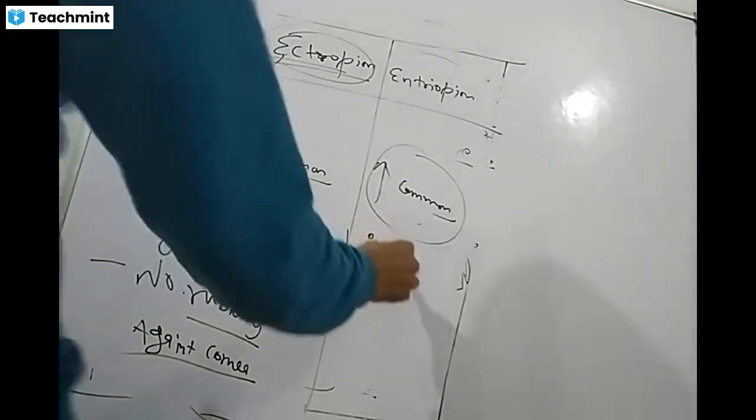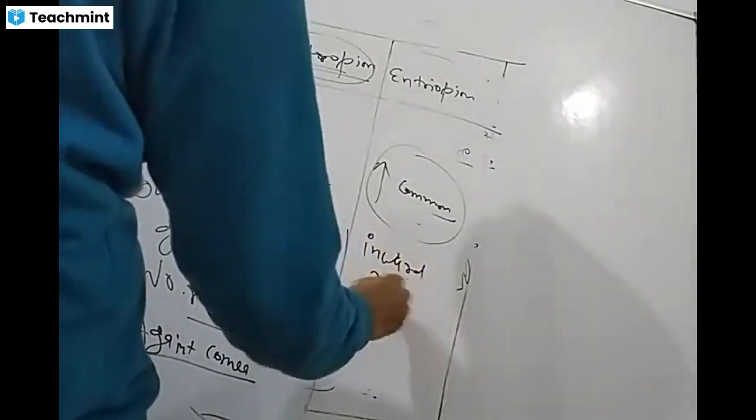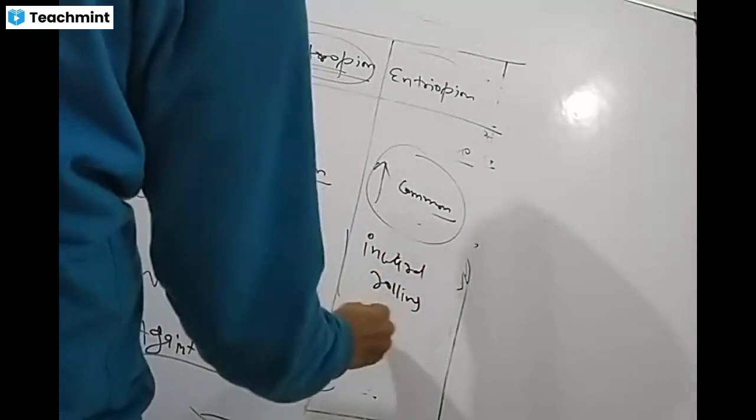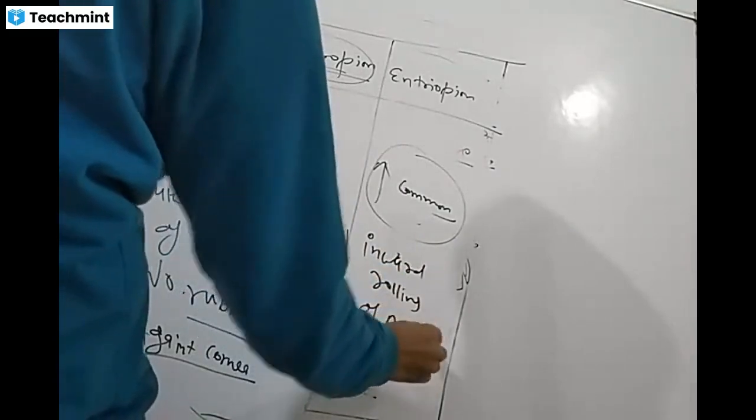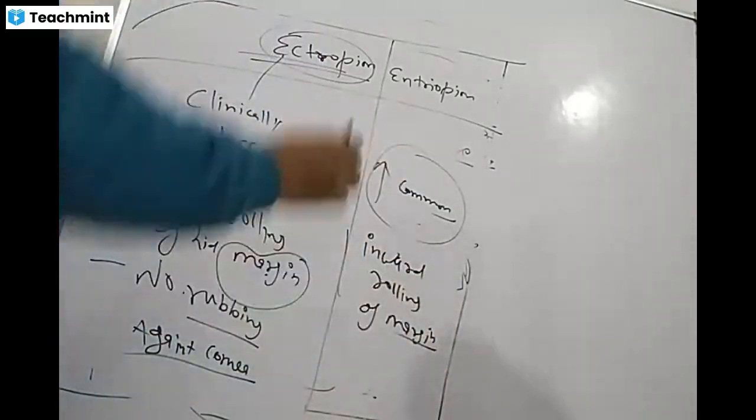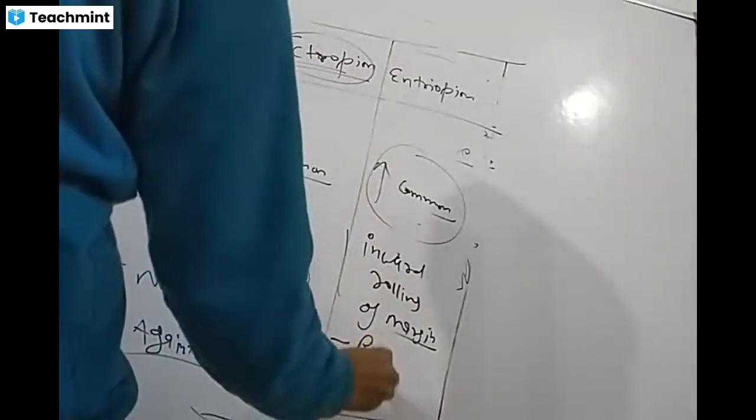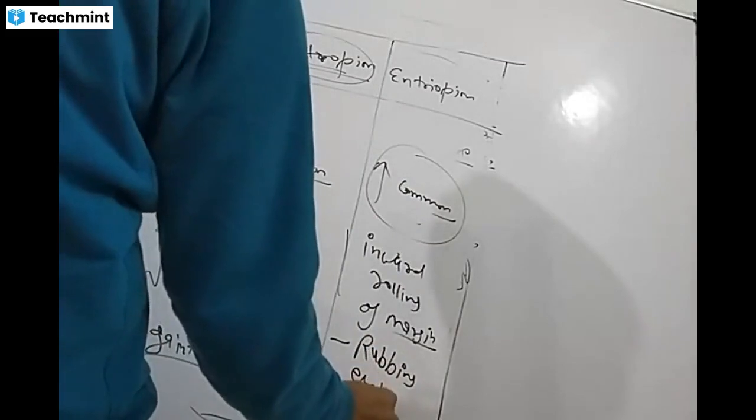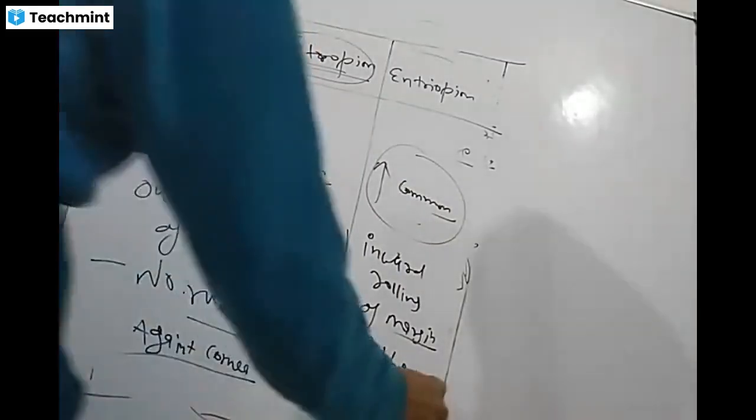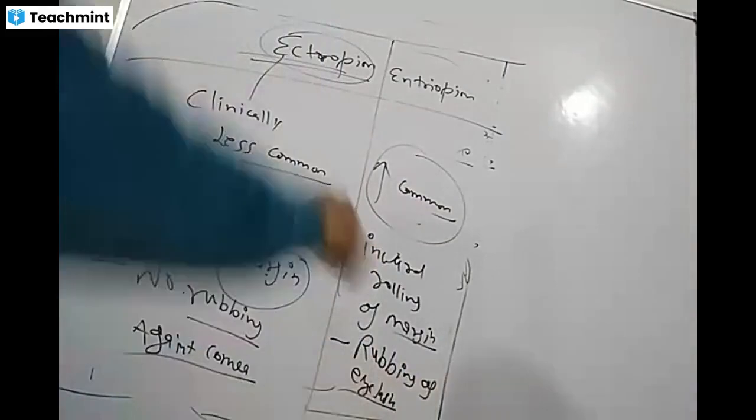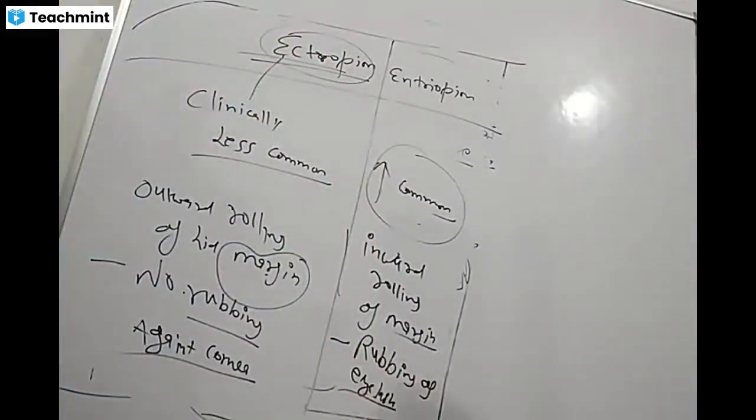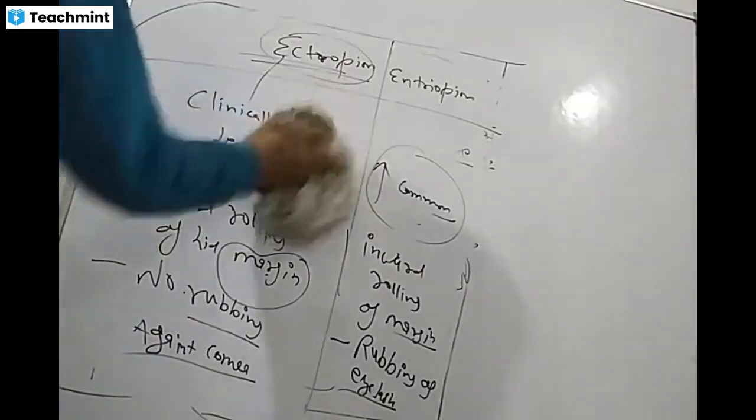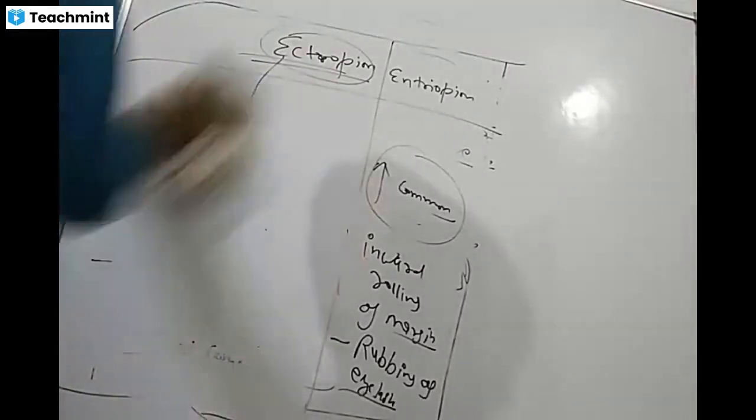So, inward rolling of the margin. If the margin is rolled inward, it means there is rubbing of the eyelashes against the cornea. These are the basic definitions or differences of entropion.